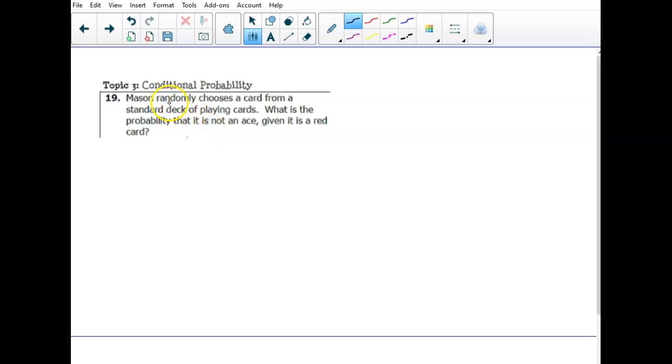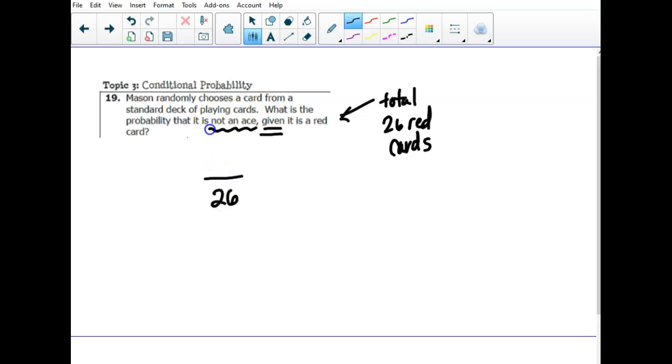Conditional probability. Mason randomly chooses a card from a standard deck of playing cards. What is the probability it's not an ace given that it's a red card? Okay. Remember, given changes the denominator. If we know it's a red card, how many red cards? Total of 26 red cards. I would not ask a card question like this, but there are 26 red cards. What is the probability that it's not an ace?